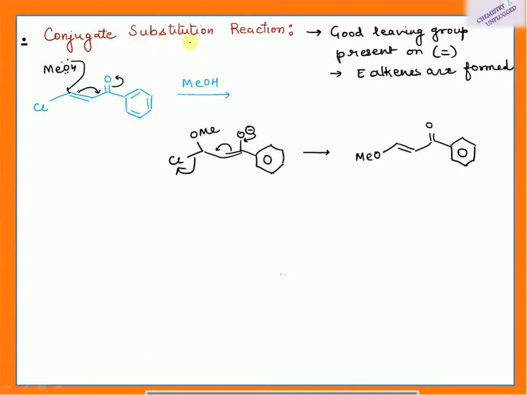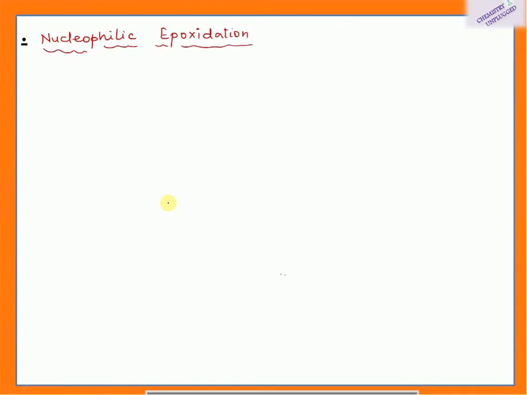This double bond will remain as such, right? And this double bond is E alkene. Okay, so preferentially E alkenes are formed. So for such types of reactions, for conjugate substitution reactions, we need some leaving group at the double bond. Then we will take nucleophilic epoxidation.